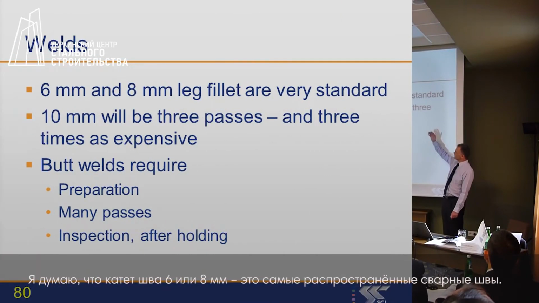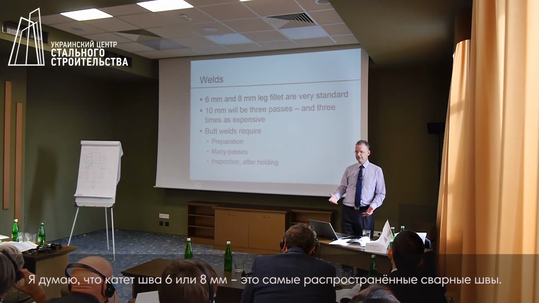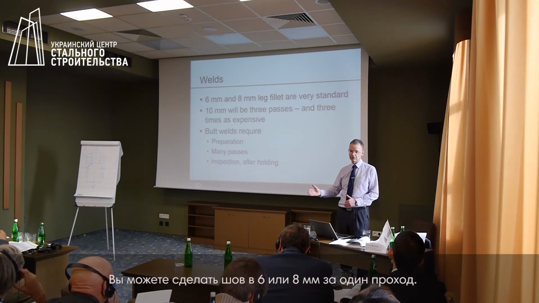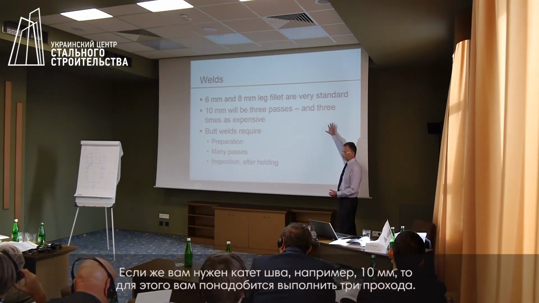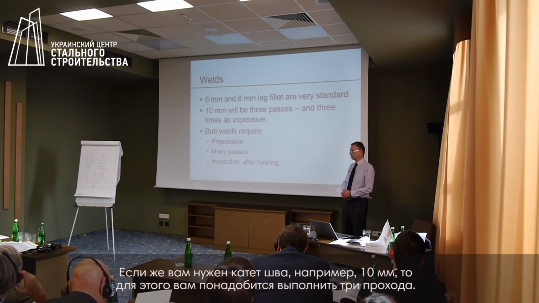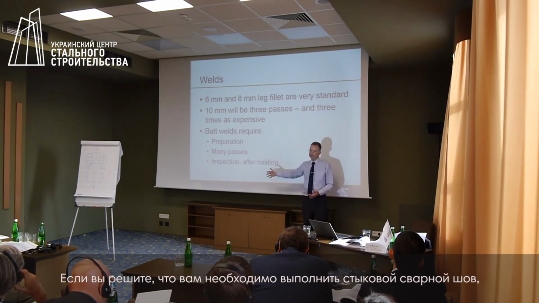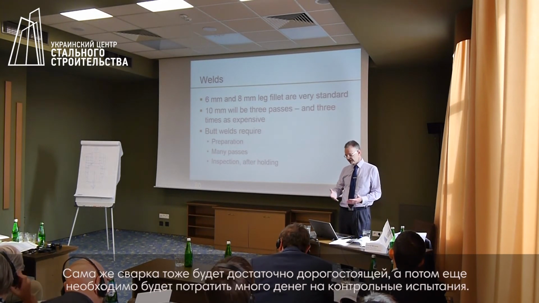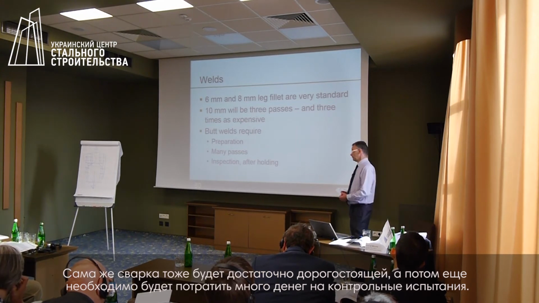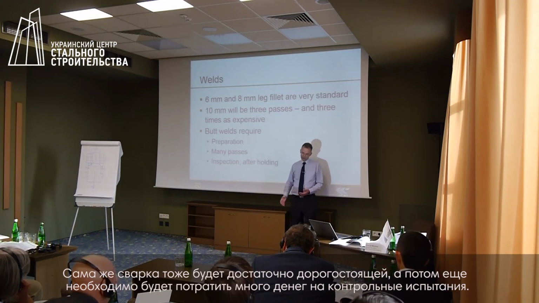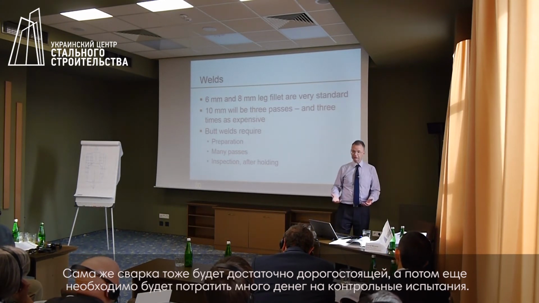My view is that 6 or 8 millimeter legs are very standard fillet welds. You can create a 6 mil or an 8 mil fillet weld in one pass. If you decide that you need a 10 mil fillet weld, for example, that will be 3 times as much effort. If you decide that you want a butt weld, you are making your steelwork very expensive, because the plates will have to be prepared. It will be a very expensive operation to weld a butt weld, and then there will be expensive testing.